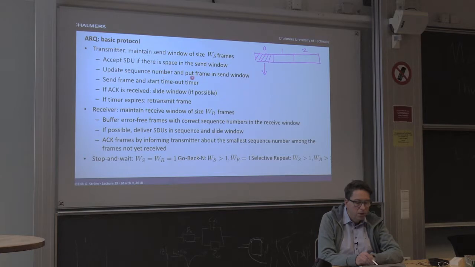We update the sequence number, put the frame in the send window, and then we send the frame and start the timeout. And then if we get lucky, we get an acknowledgement back, which means that this frame has been received by the receiver, and then everything is okay. And then we can release that buffer, we forget about that, and then we can move on in the send window.